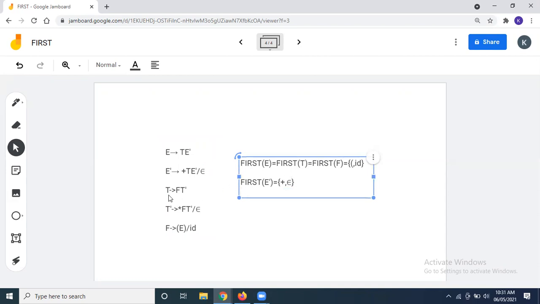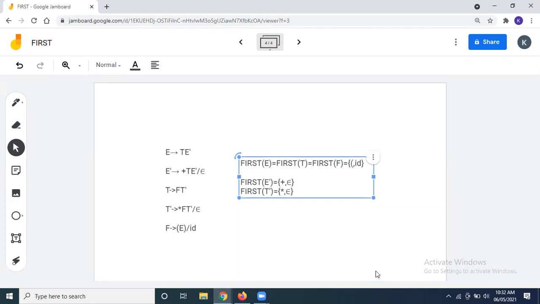Next, what is first of T? We have already found first of T. First of E, T, and F, all these three are same: opening parenthesis as well as ID. Next, what is left out? First of T dash. Now tell me, what is first of T dash? On the right hand side, it is star and epsilon. Hope it's clear to you all how to find the first symbol.